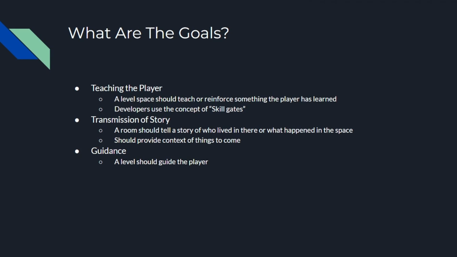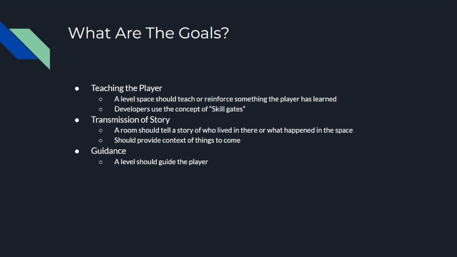So what are your goals when it comes to level design? The goals when you're building a level are to teach the player, to transmit your story, and to give guidance. A level space should always teach the player. It should always reinforce something that the player has learned, and you should use the concept of skill gates. A skill gate is basically when you have learned something, you need to test that that thing has actually been learned. It's kind of like having an exam on a class.